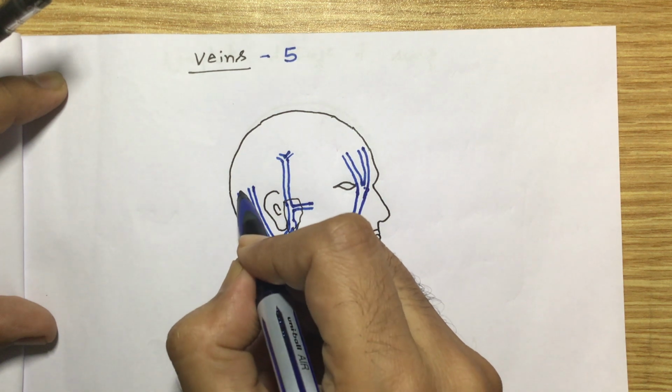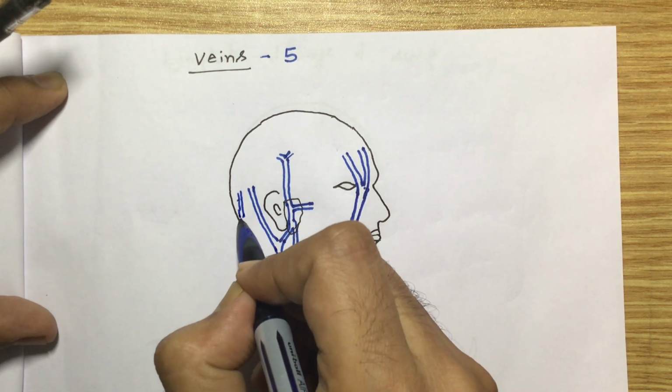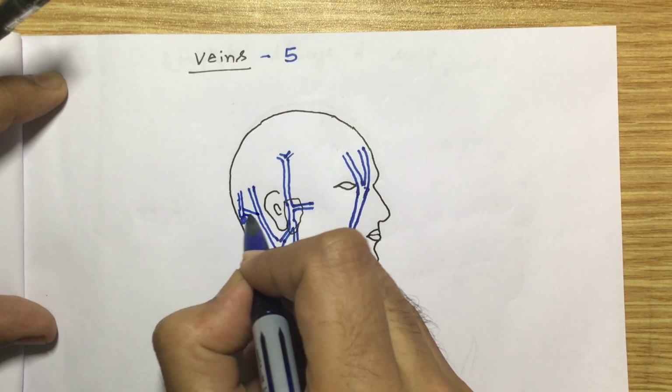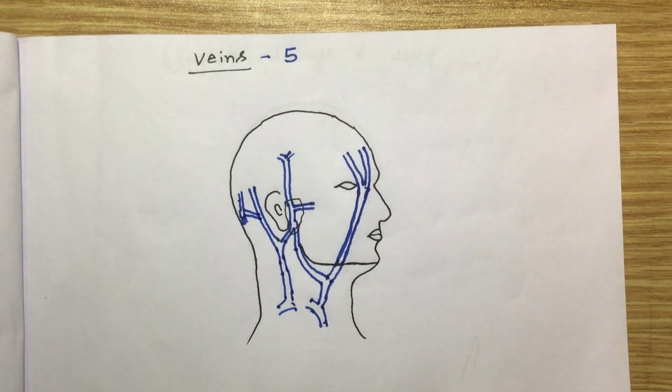Another vein is the occipital vein. It drains into the occipital venous plexus, or sometimes it can drain into the posterior auricular vein.